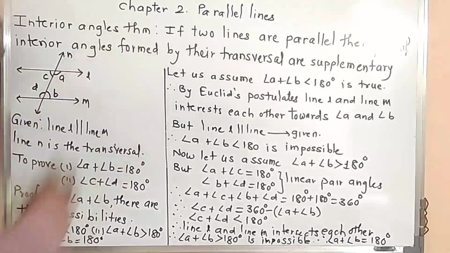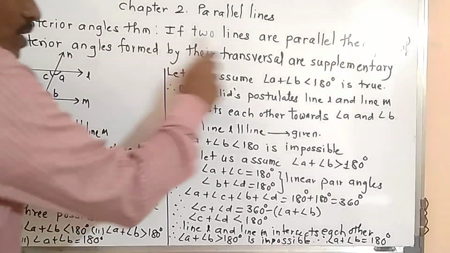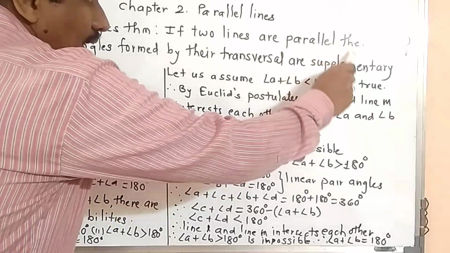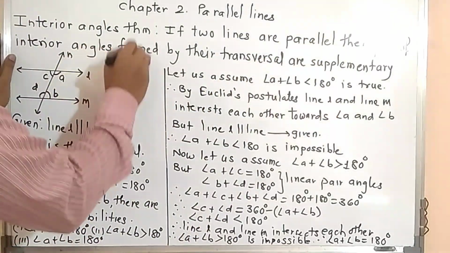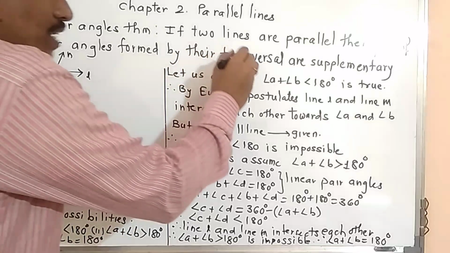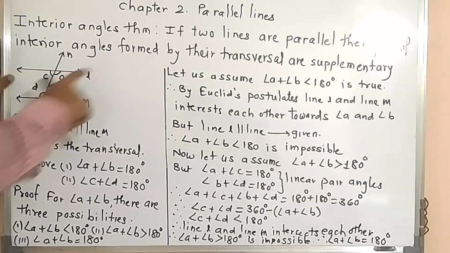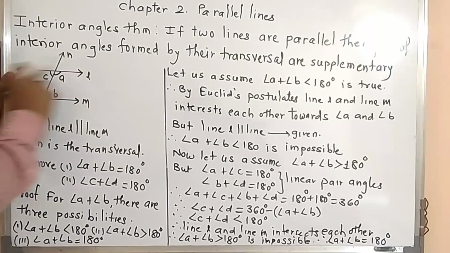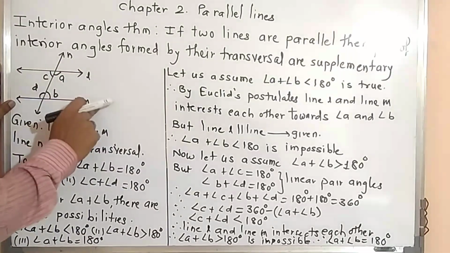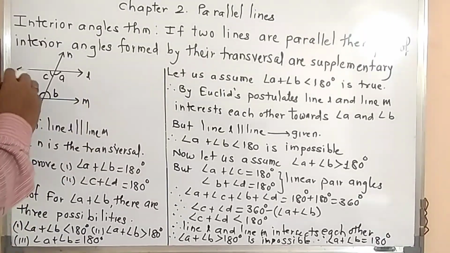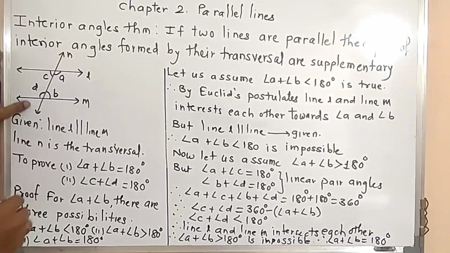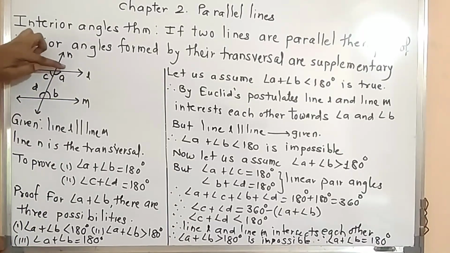Interior angles theorem. If two lines are parallel, then the pair of interior angles formed by their transversal are supplementary. Here in the figure it is given that line L is parallel to line M. Line N is the transversal. It means line N intersects line L and M at two distinct points.